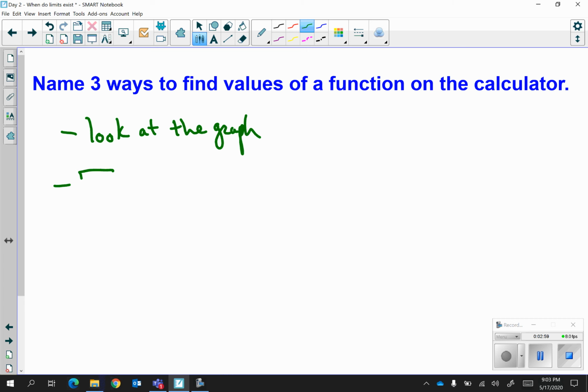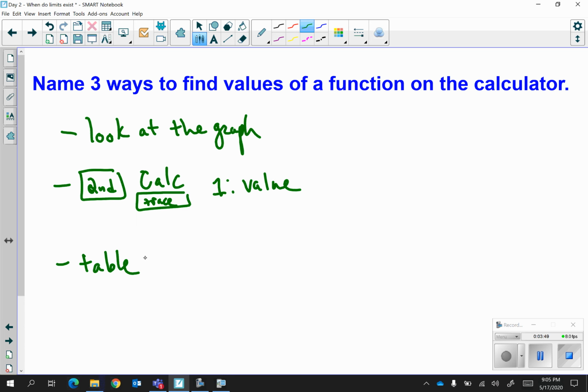what you can do is hit second. And if you look up top on your calculator, it's going to say calc. It's actually going to be right above the trace button. And then from there, you're going to choose choice 1, which is value. So we're used to doing second trace intersect. You can do second trace choice 1 value, and what that means is you could plug in which value of x you want to look at in the equation. So if you plug in 5, it'll find the y value when x is equal to 5. The other way of using your calculator is go to the table and find the value from there.